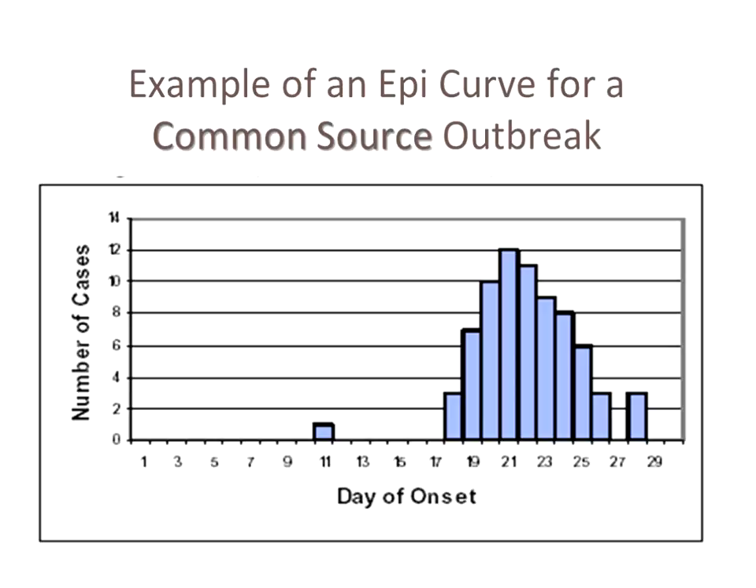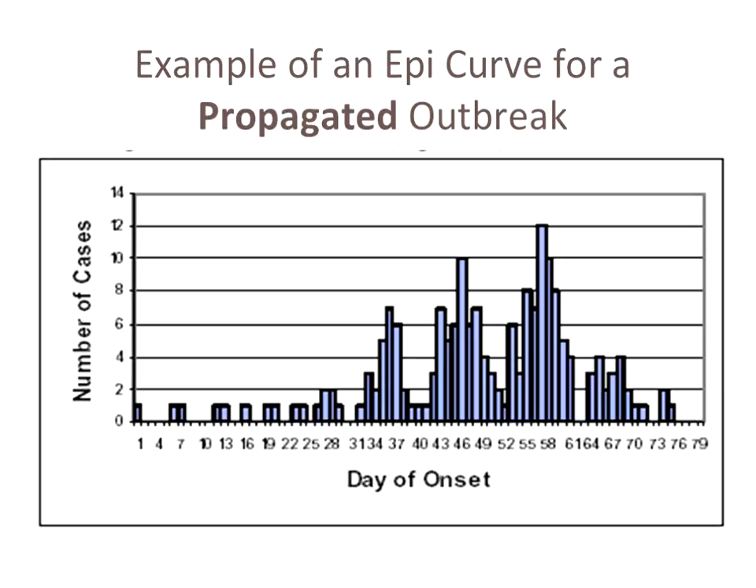So this shows more of a common source. We had a couple of cases. We had an incubation period here. Cases rose, reached their peak, and dropped off again. Versus a propagated outbreak, we had cases, and more cases. Cases cause more cases. Sometimes you just see a decrease as well.